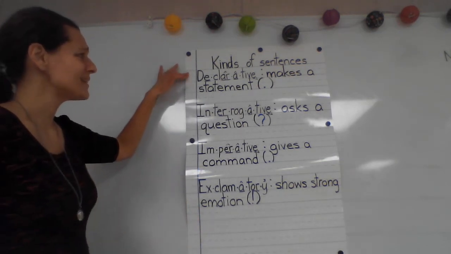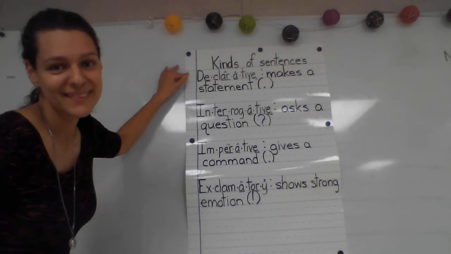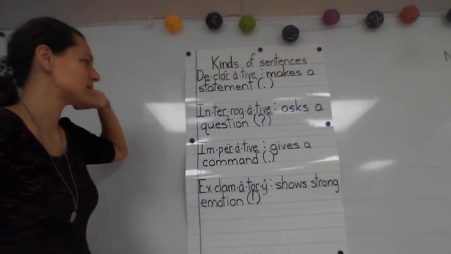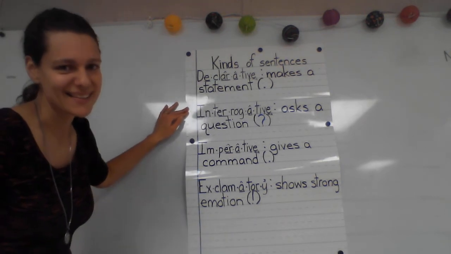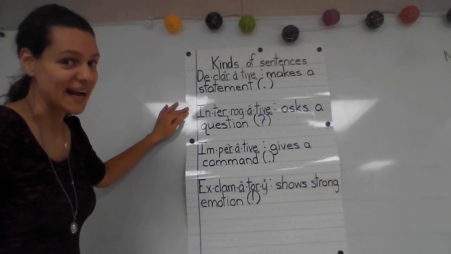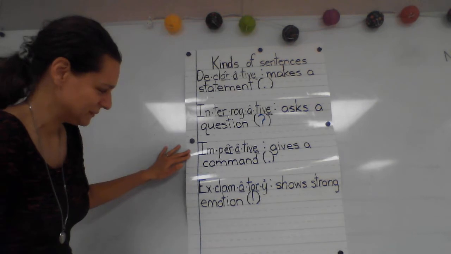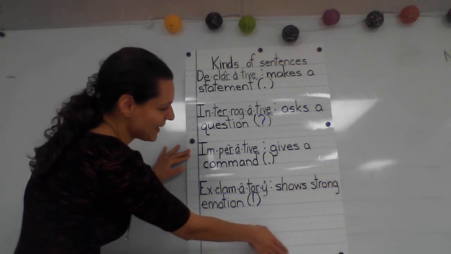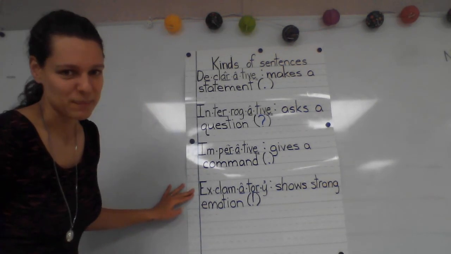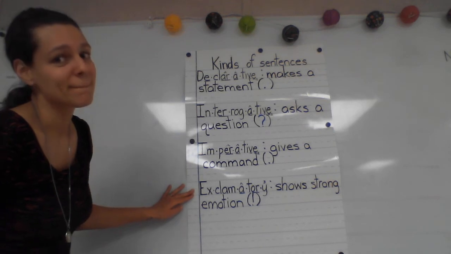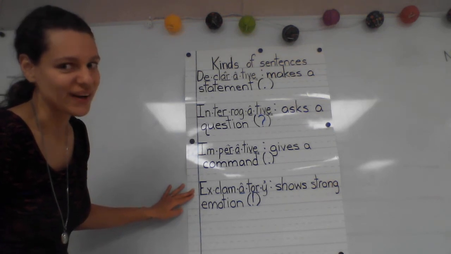All right, one more time, let's review our 4 kinds of sentences, class. What does a declarative sentence do? Excellent, it makes a statement. How about an interrogative sentence? Good, it asks a question. How about an imperative sentence? Good, it gives a command. And an exclamatory sentence? Excellent, it shows strong emotion.